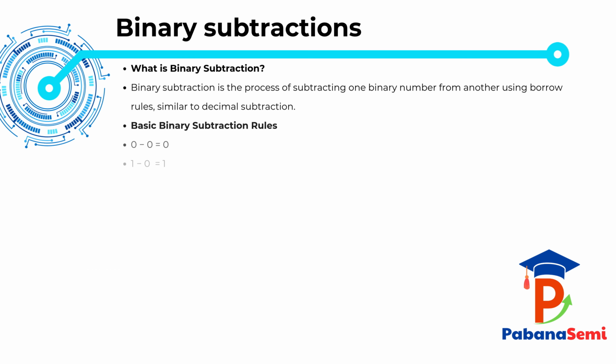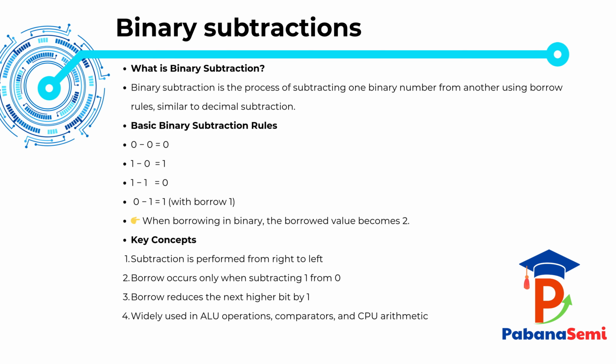Now let's understand binary subtraction, which is very similar to decimal subtraction but follows binary rules. Binary subtraction uses only 4 basic cases. 0 minus 0 gives 0. 1 minus 0 gives 1. 1 minus 1 gives 0.